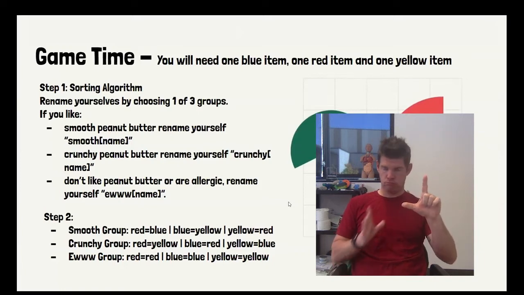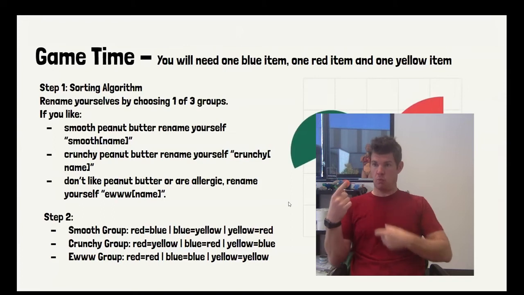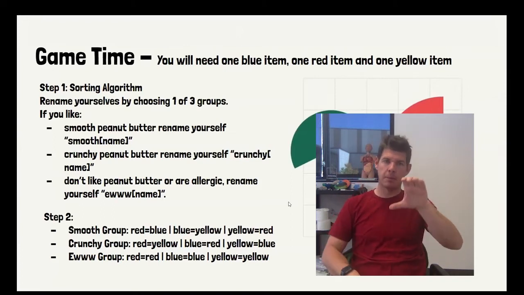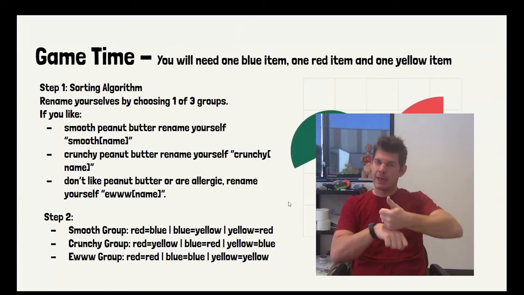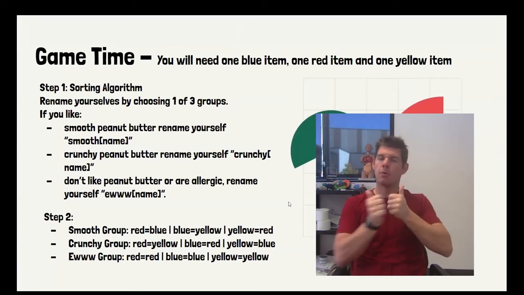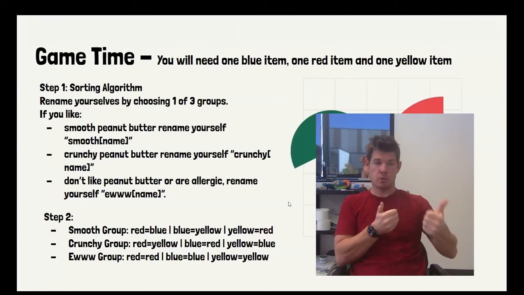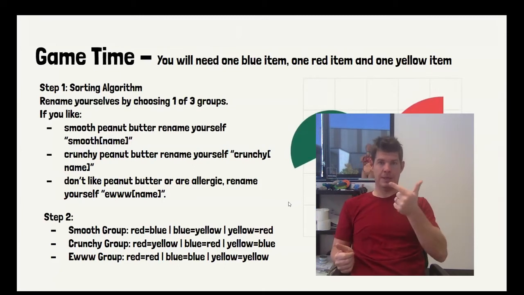All right? Now, the rules, this is the other thing that we do when we write computer code, is we write a set of rules for the computer to follow. So we're going to write a set of rules based on that sorting algorithm that we just created. We have a set of rules for each different group.